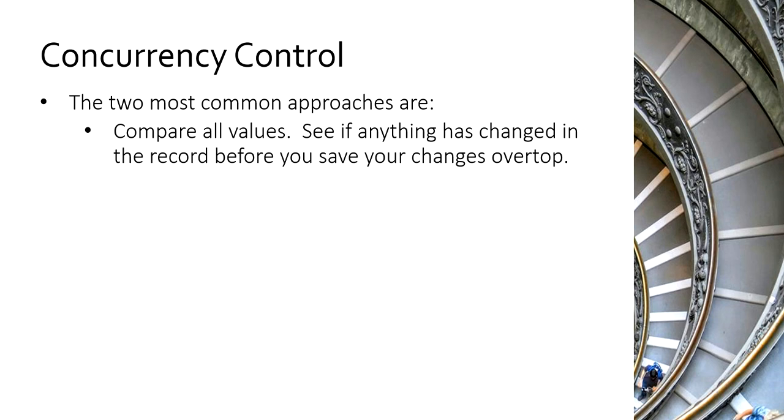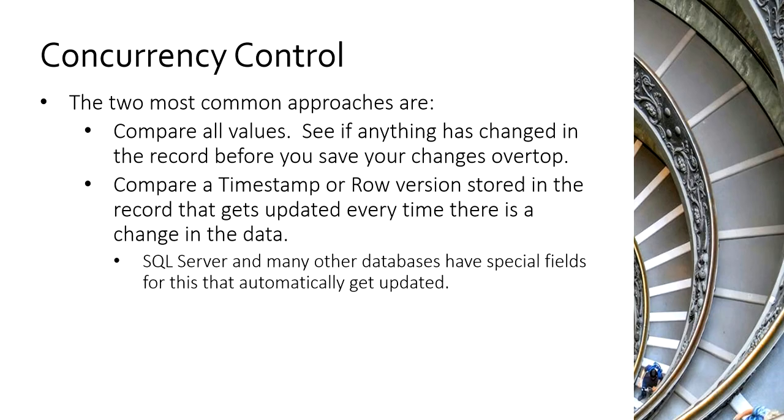Two common methods. Compare all values, right? Compare each and every property or field, whichever term you prefer to use, okay, for the entire row of data or the entire entity and see if anything has changed, right? That clearly would work. I mean, obviously, it has to work, right? And that would be one way to detect a concurrency error, right? Or concurrency collision of changes, you might say.